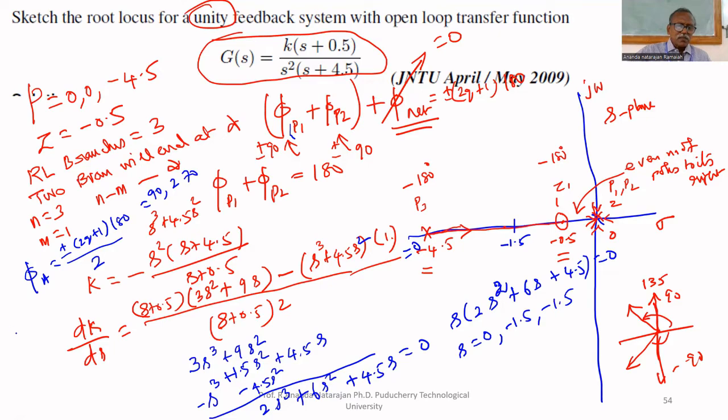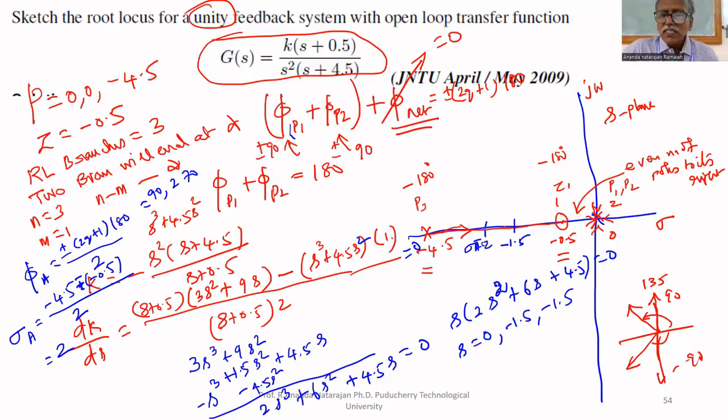What is sigma A? Sigma A equal to the sum of poles, minus 4.5 minus 4.5 plus 0.5 plus 0.5, minus the real parts of zeros, divided by n minus m. Therefore minus of minus is plus, divided by 2. 4 by 2 equal to 2. Therefore, sigma A equal to minus 2.